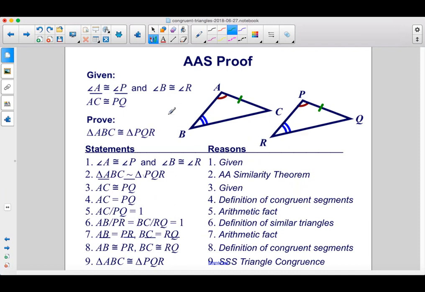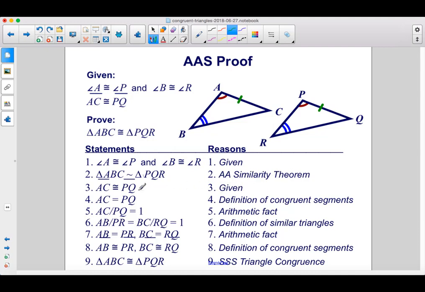Here's our angle, side proof. We are given that angle A is congruent to angle P and angle B is congruent to angle R. Also, side AC here is congruent to side PQ here. Prove that the triangles are congruent. Alright, so we begin with our given information about the angles. Therefore, the triangles are similar because there are two pairs of congruent angles. So, the AA similarity theorem.